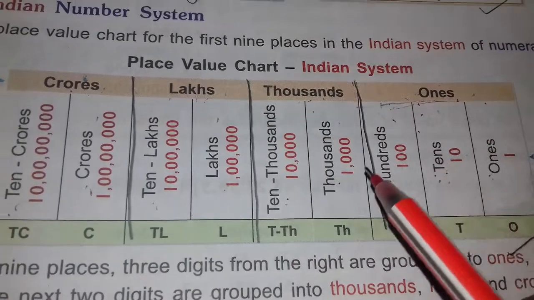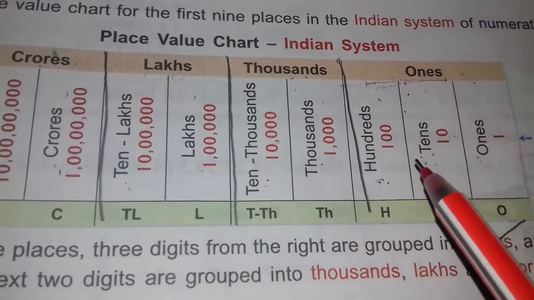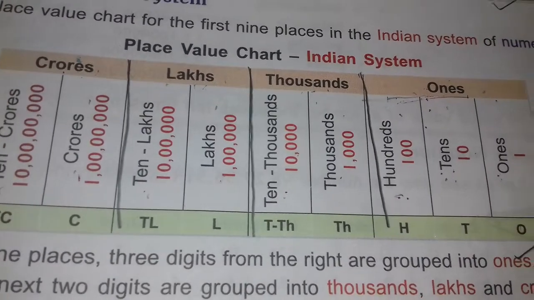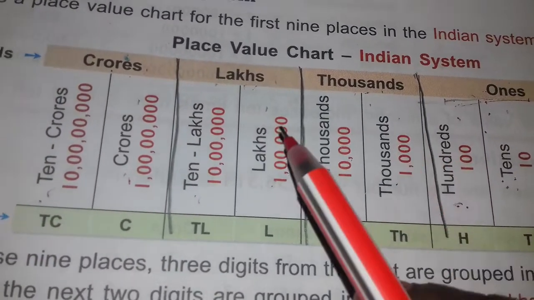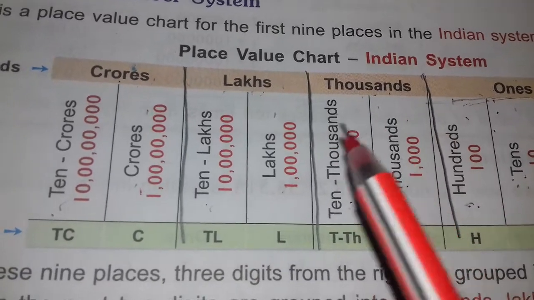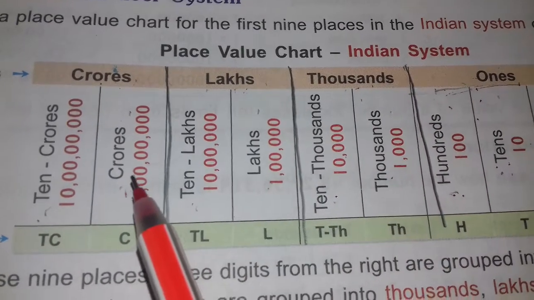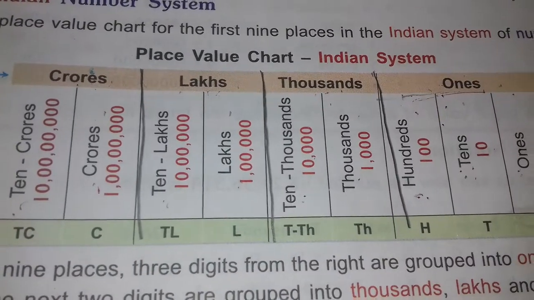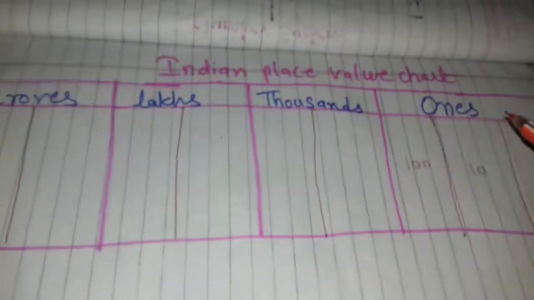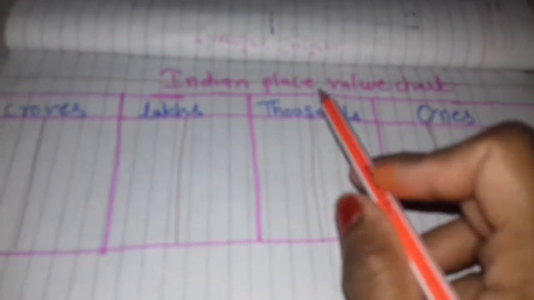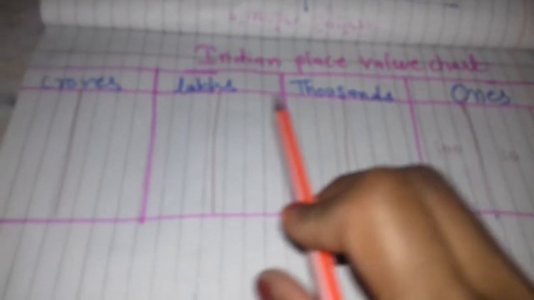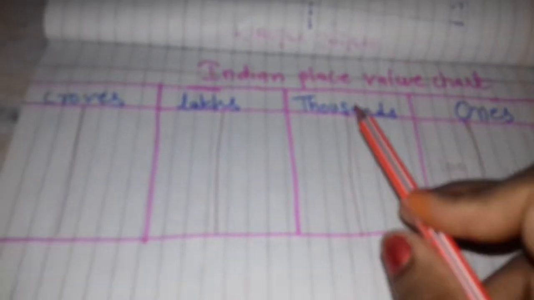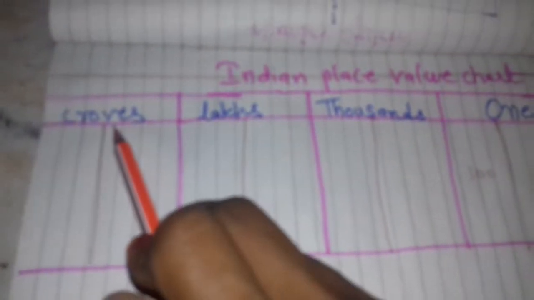In ones, the first three places are occupied by three digits, then thousand, lakh and crore have two places for the digits of the given number. So this is the Indian place value chart. It basically has four periods: ones, thousand, lakh and crore.